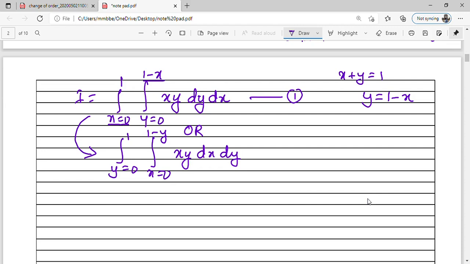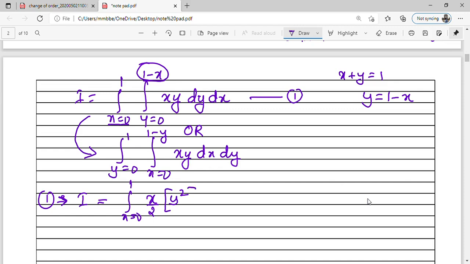Check it. So I am solving equation 1. I is equal to the integral of x from 0 to 1. It is a function of x, so you have to integrate with respect to y only. x is constant as it is, and the integration of y is y square by 2. So write the limits: y is equal to 0 to y equal to 1 minus x. Already we have integrated with respect to y, so the remaining is dx.